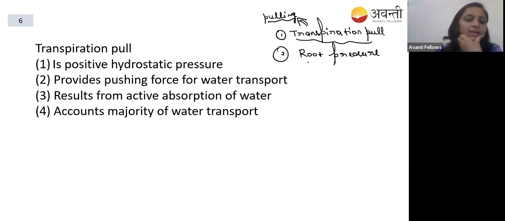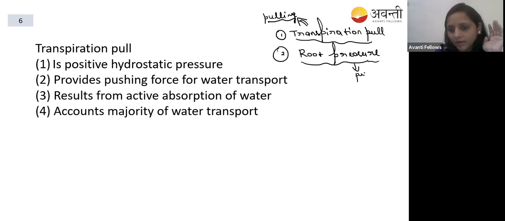Coming to root pressure, it works by pushing. We call it the pushing effect. In root pressure, the hydrostatic pressure pushes the water upward. Root pressure alone will not reach all the parts of the plant. It requires the transpiration pull also for taking the water to all the parts of the plant.